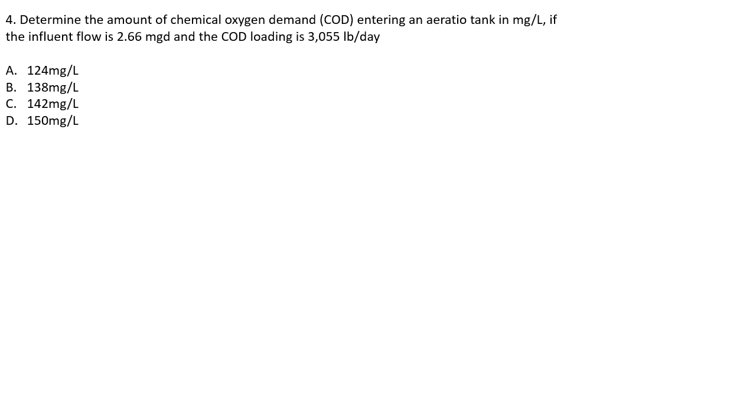the influent flow is 2.66 million gallons a day and the COD loading is 3,055 pounds per day. A. 124 milligrams per liter. B. 138 milligrams per liter. C. 142 milligrams per liter. Or D. 150 milligrams per liter.